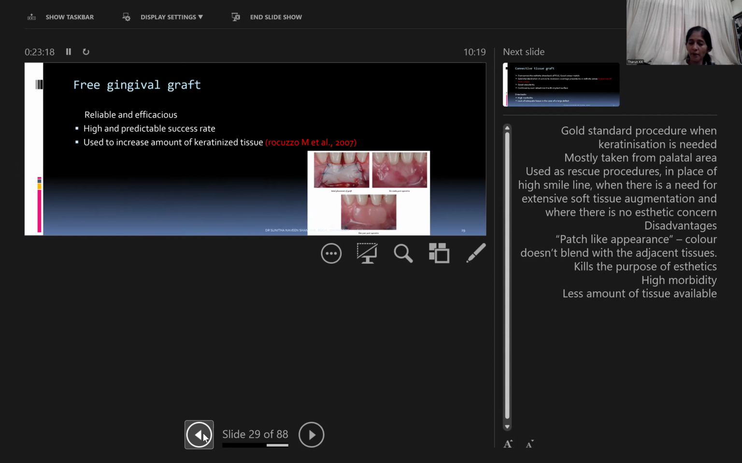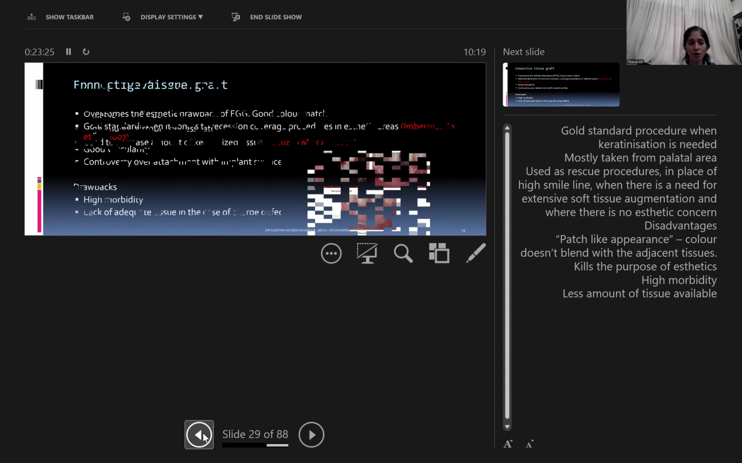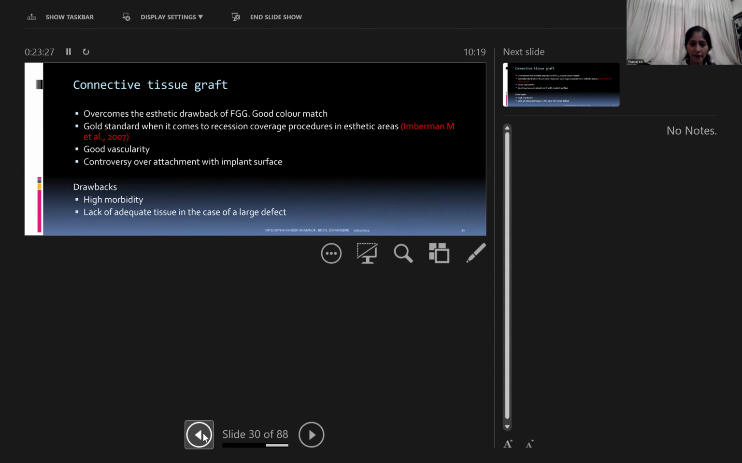And if this is not possible, if you see that it's in a high aesthetic area, what is the other approach? You have to start with the tunnel approach. I'll be discussing it in the further slides.